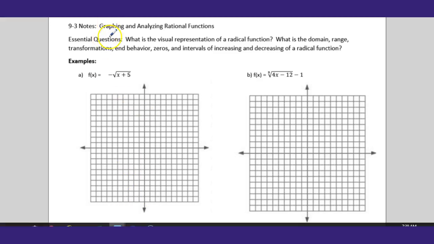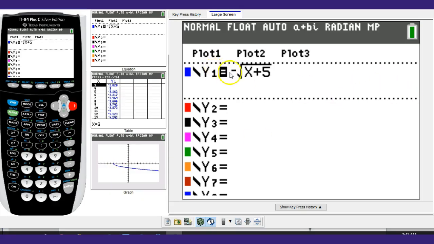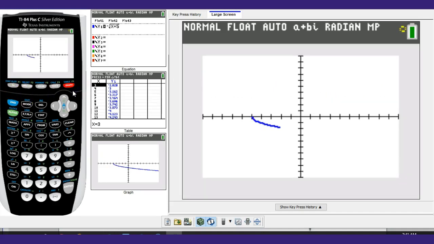First off, let's graph it, okay? Graphing it, you can use your graphing device, your calculator. So I'm going to go ahead and put it in. So we have this problem: negative square root of x plus 5. All right, we're going to graph this thing. All right, like that. And then we're going to go ahead and pick some points from the graph.